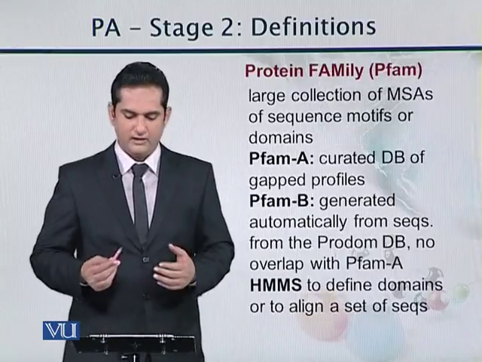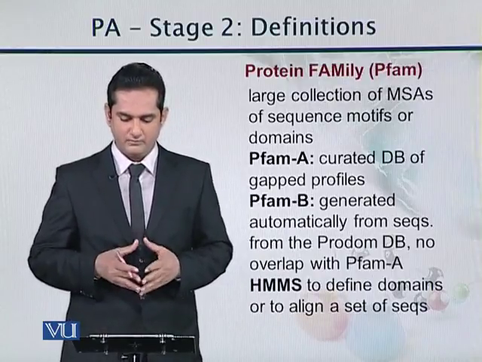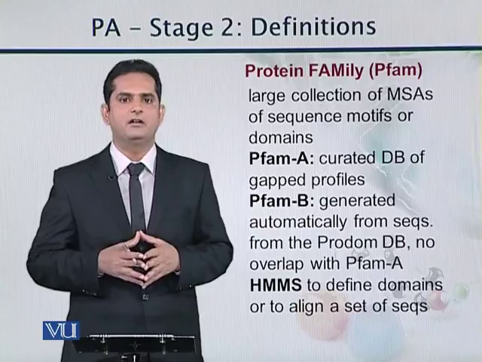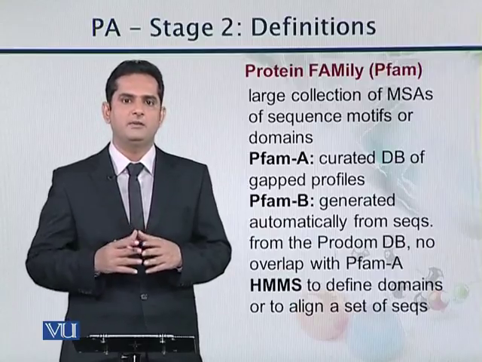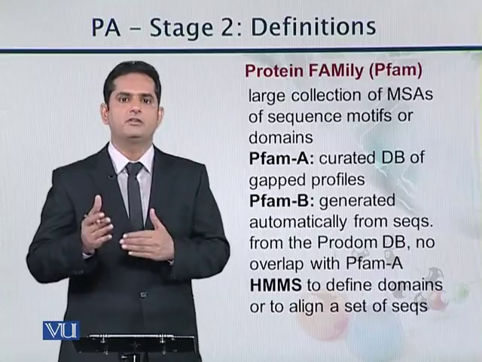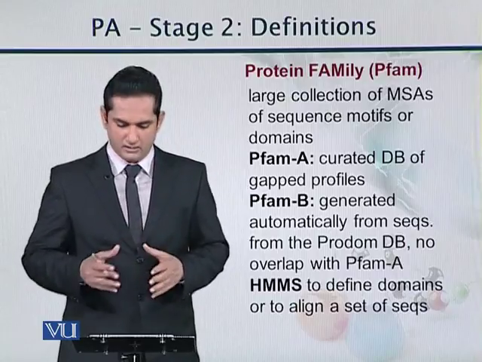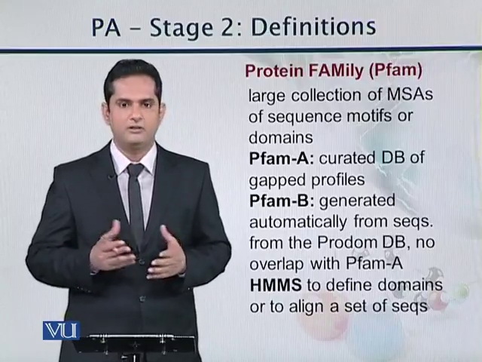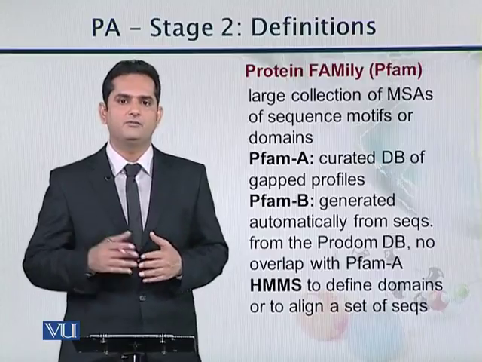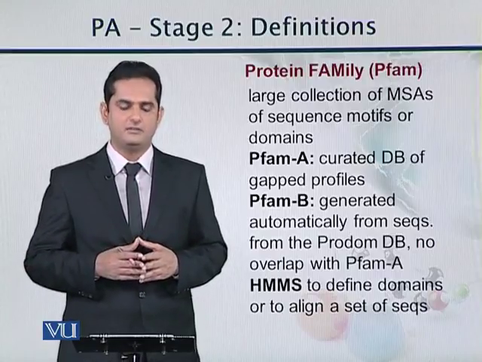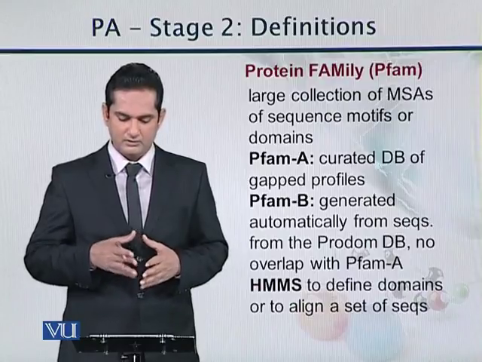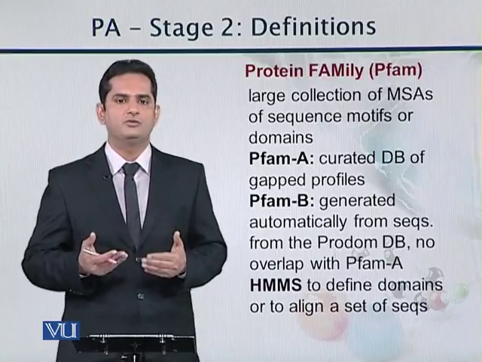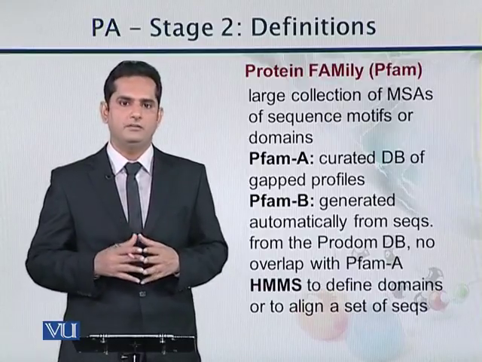So finally, we have protein families. As I said, protein families are collections of more than two proteins, and how are they made? By making multiple sequence alignment, and those whose conserved fields are equal or similar to each other are put in the same family. There are two tools then, PFAM A and PFAM B. PFAM A is basically a curated database of gap profiles. As I said earlier, it is taken from initial or primary protein sequences, and the other one is PFAM B, which is generated automatically from sequences from the ProDom database, and it usually has information which is not present in PFAM A.